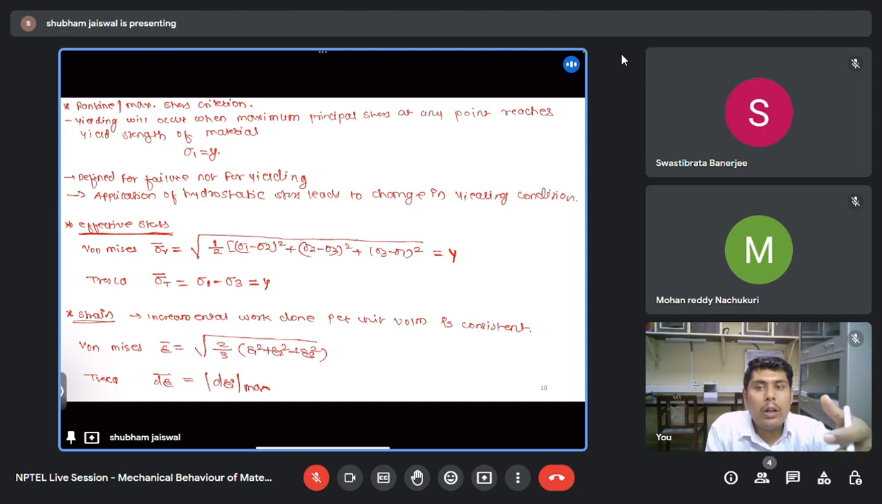So that's why we made this yield criterion, so that it should consider all types of loading, that is, the normal loading in all directions and shear stress loading. So the value of sigma bar v, that is the von Mises, considers the loading in all directions, normal and shear, and it will give the effective stress. And if this effective stress is greater than the value of our yield strength, then only the material will deform.